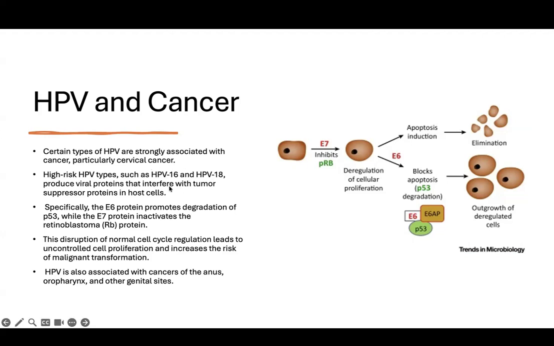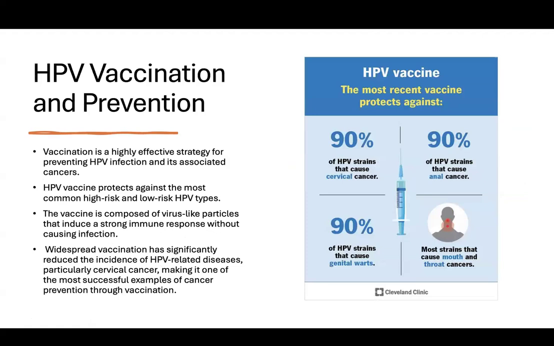Examples of HPVs that have this are HPV 16 and 18. They stop retinoblastoma and p53 and make your cells grow uncontrollably, causing cancers. The cancers can be associated with the anus, the oropharynx, the genital areas, the cervix, you name it. Thankfully, because it's caused by a virus, we can create a vaccine against it.